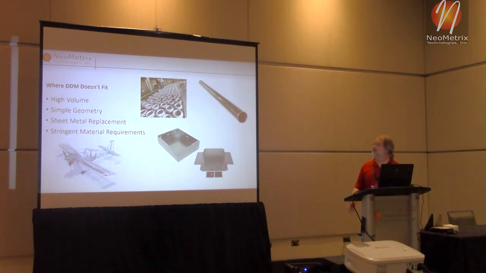Or if I have very simple geometry, here's an example of a pipe, right? Why would I want a 3D printed pipe? I'd probably go to Home Depot and buy one. Sheet metal, like folded sheet metal parts for enclosures and things like that, again, not really a good fit for this kind of process. Or if you have very stringent material requirements, I like the example of aircraft structures. Those are very, very heavily regulated by the FAA, and materials and fabrication processes all have to be certified. So again, the direct digital, not really the best fit for that.